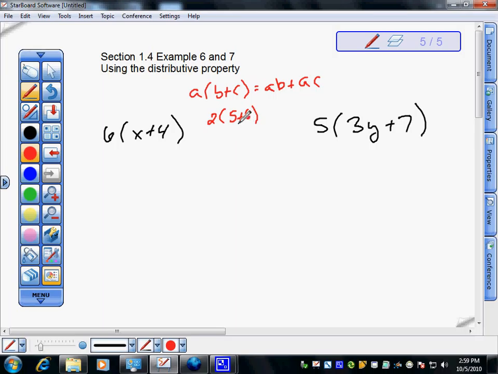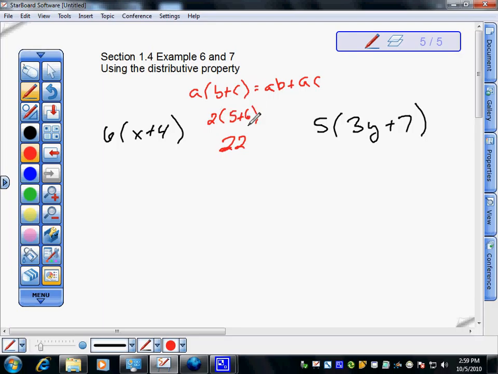Let's look at an example. 5 plus 6 makes 11, times 2 makes 22. So we all know that the answer is 22. Now what would happen if I took the 2 times the 5? That'd give me 10. And the 2 times the 6 would give me 12. And 10 plus 12 makes 22. Either way, it's going to work out for us.